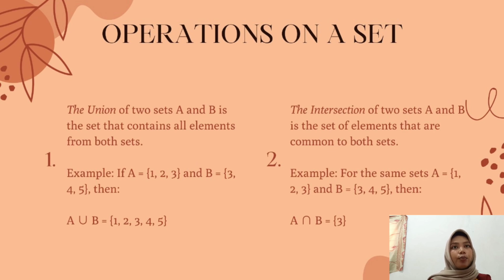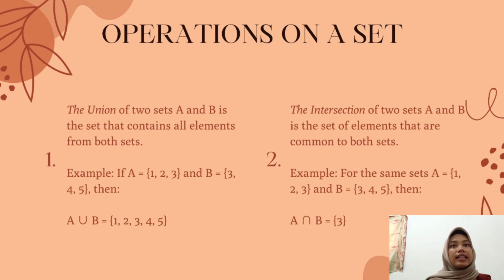There are two operations of set. The first one is the union of two sets A and B is the set that contains all elements from both sets. I'll give the example. The example is if A is 1, 2, 3 and B is 3, 4, 5, then we have A union B is 1, 2, 3, 4, and 5.